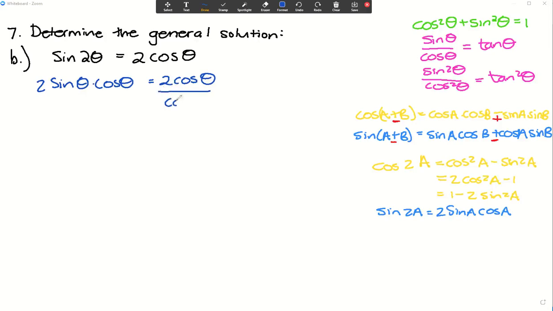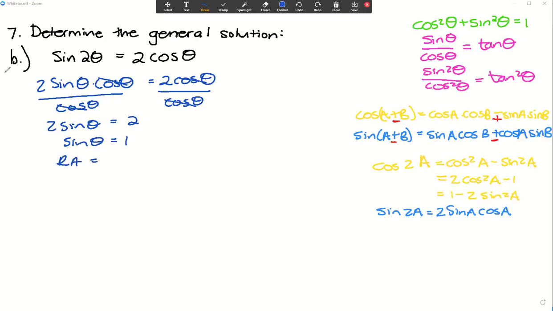And now I can simplify and divide by my cos thetas. If I divide this side by a cos theta, and this side by a cos theta, I end up cancelling those, and I'm left with 2 sine theta is equal to 2. If I divide by 2, we end up having sine theta is equal to 1. And I need to find the reference angle for sine theta is equal to 1.